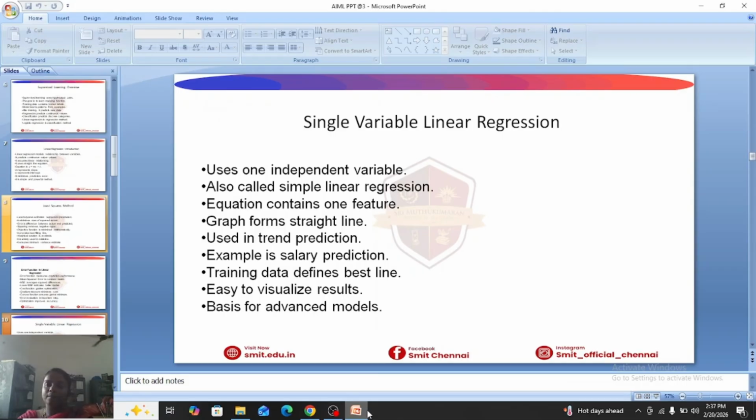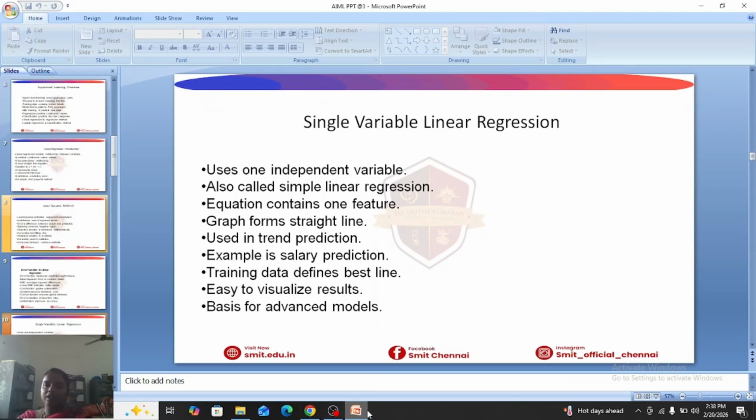There are 6 steps for single variable linear regression: collect data, plot data points on a graph, assume a linear model y equal to mx plus c, use the least squares method to calculate m and c, minimize error using the cost function, and use the model for prediction.